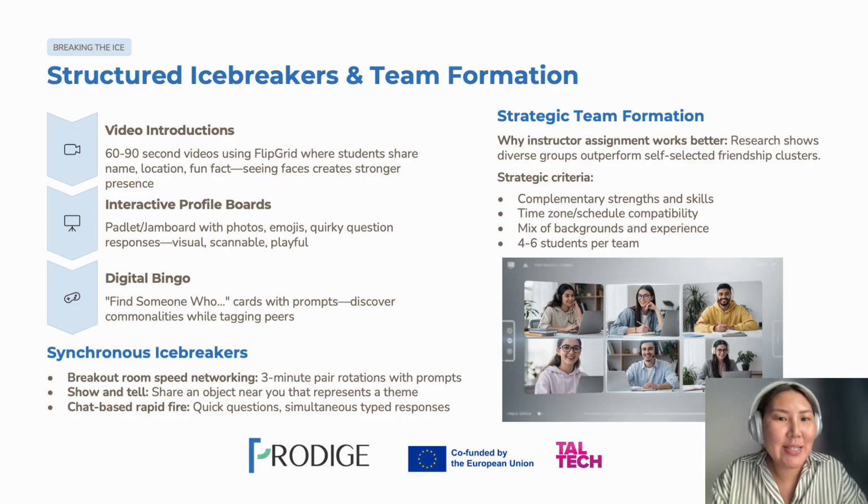And now let's move to strategic team formation. Research consistently shows that diverse groups outperform self-selected friendship clusters. So use instructor assignment with strategic criteria: complementary strengths and skills, time zone and schedule compatibility, mix of backgrounds and experiences, and 4 to 6 students per team is enough. This optimal size is large enough to survive absences, but small enough for everyone to contribute.